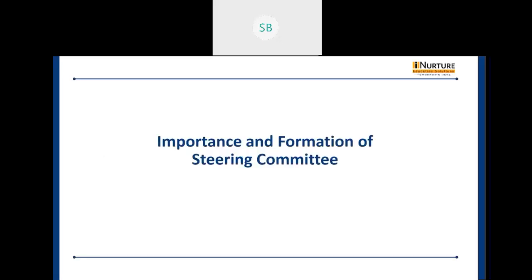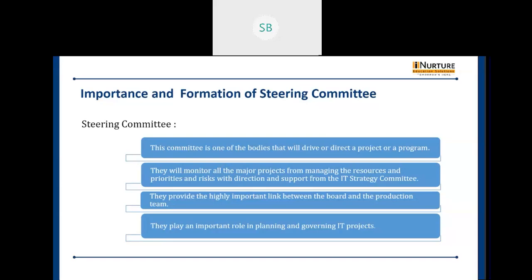Now we'll study something about the steering committee. Before studying its importance and formation, we should know what the steering committee is. Basically, this steering committee is first concerned with the actual IT management. This committee is one of the bodies that will drive or direct a project. So basically it will give a direction to the project.